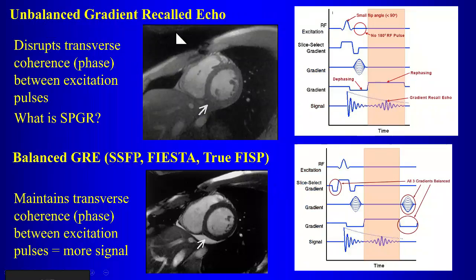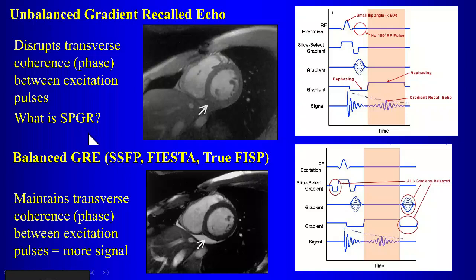So the unbalanced sequences, these are what you use as gradient echo sequences in body imaging. Here, transverse coherence is somewhat disrupted between excitation pulses, so that it's not as signal rich as balanced gradient echo sequences, and you can see the difference here. A pulse sequence that's often used in body imaging is SPGR. What does the SP mean? If they say you're doing body imaging, you say, well, this is SPGR.